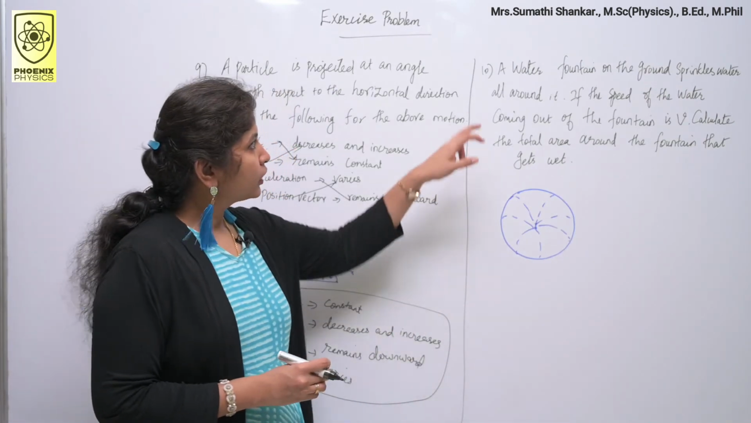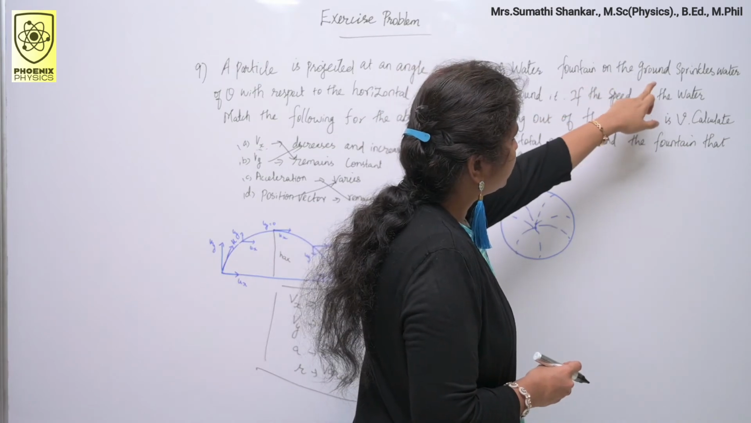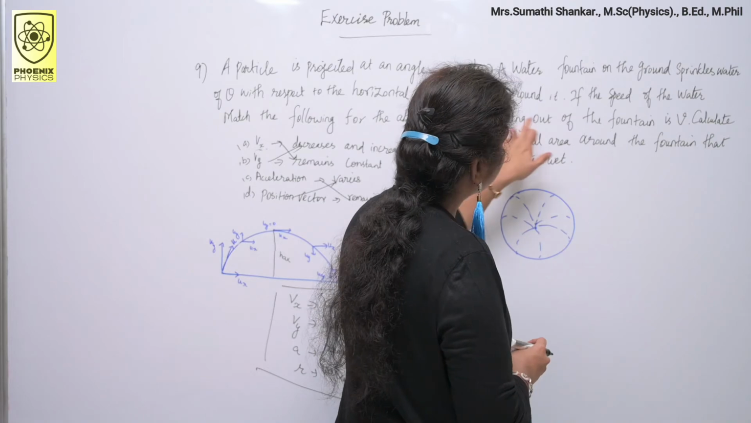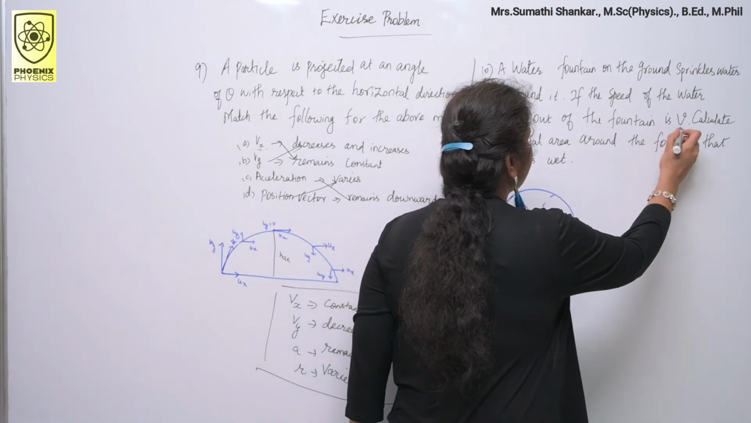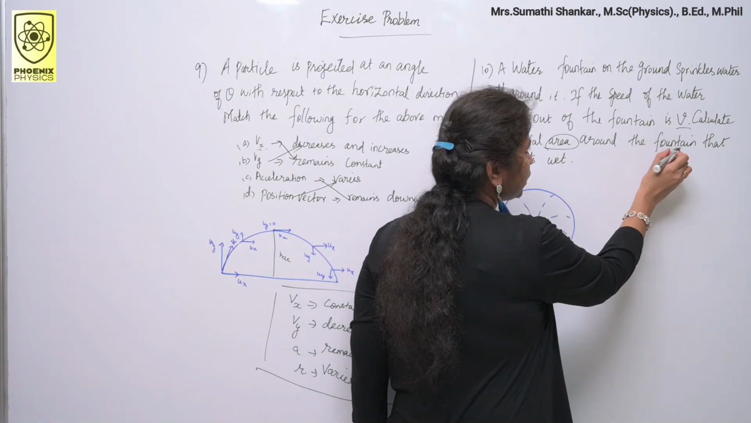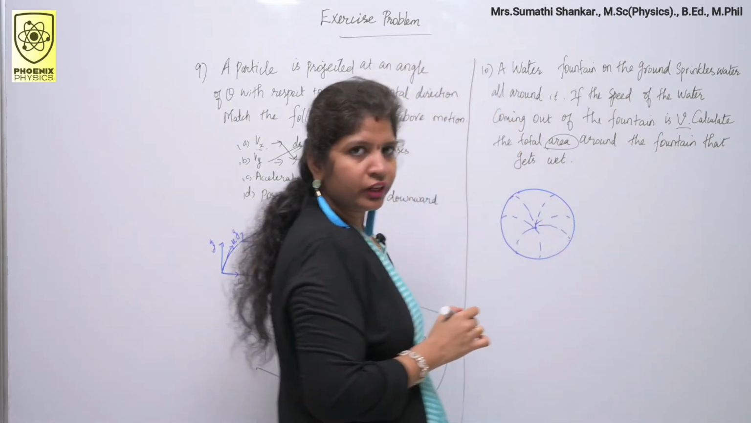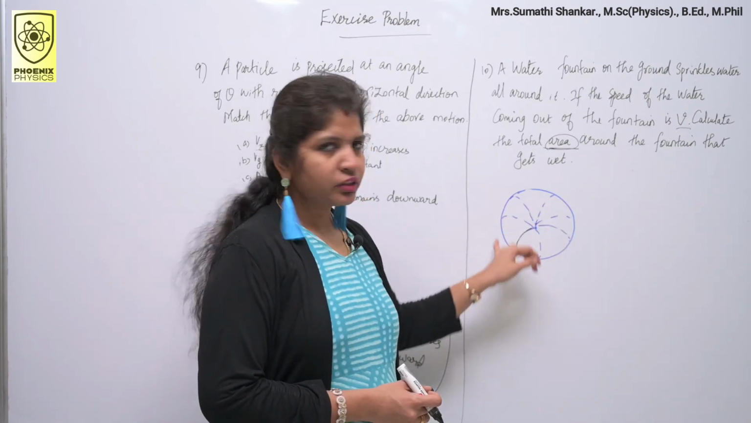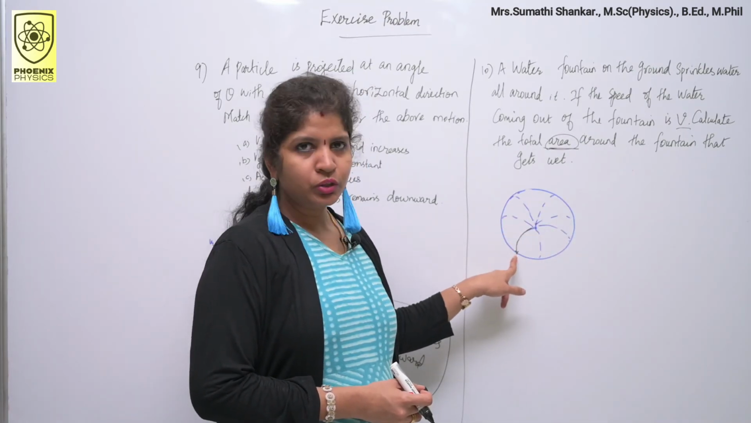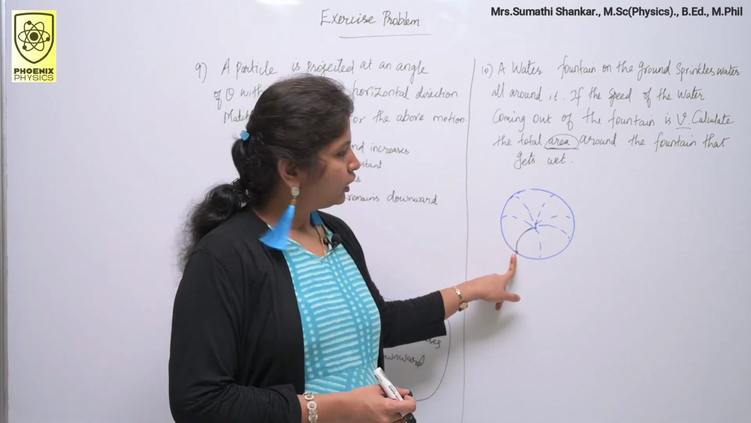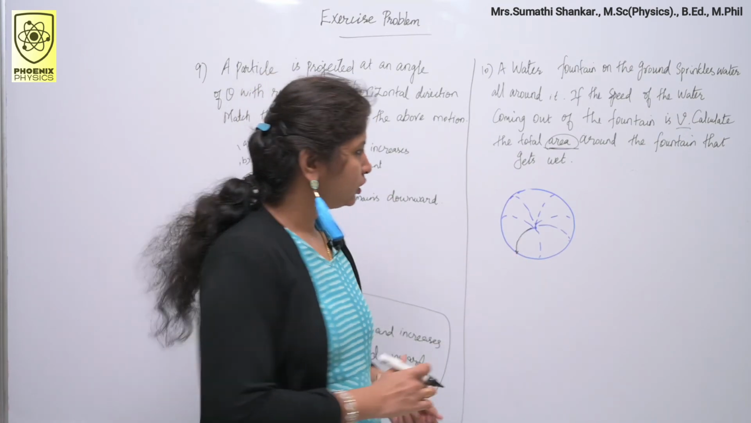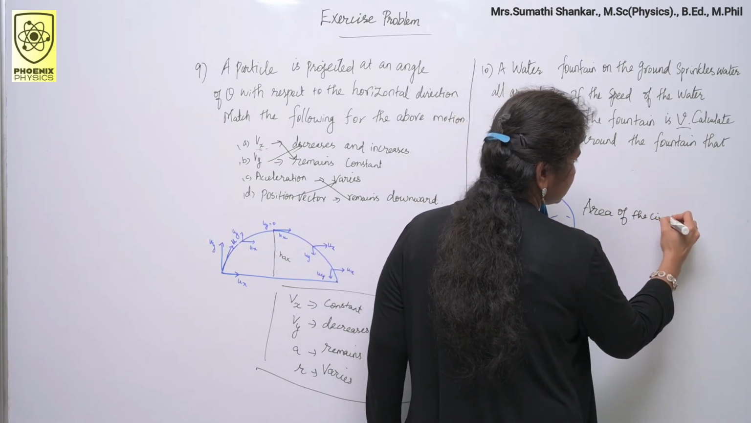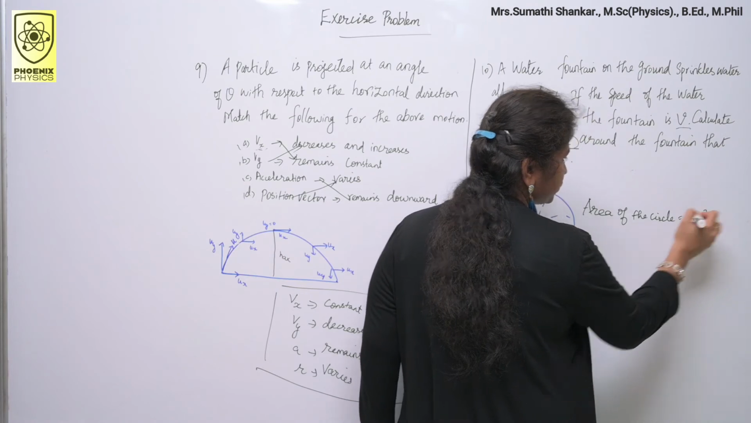Problem number 10. A water fountain on the ground sprinkles water all around it. If the speed of the water coming out of the fountain is V, calculate the total area around the fountain that gets wet. This is our fountain. It sprinkles water around this area. So it is nothing but a circle, right? Here this is our maximum limit. How do you find the area of the circle? You know the formula. Area of the circle is pi r square.